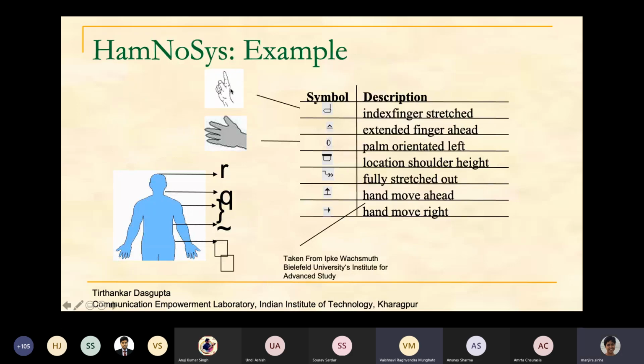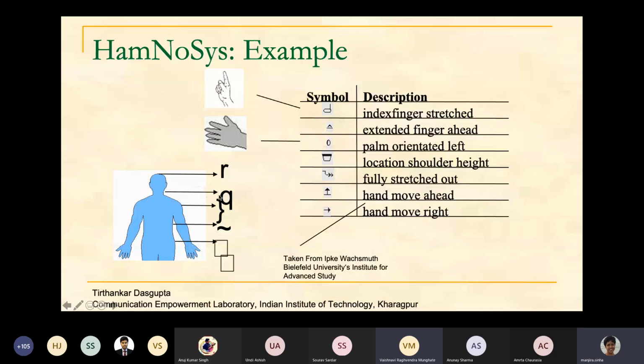Say if my index finger is stretched like this, in Hamnosys the symbol is this. If my fingers are extended and stretched ahead, this is a symbol. If my palm is oriented left of my dominant hand, then this is a symbol. This shows the location of my shoulder height, like this black fill up. This shows whether my hands are fully stretched out. This is for hand movement ahead of me. This is for hand movement right of me. Okay, and these are some of the components.